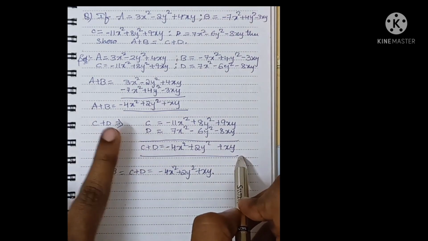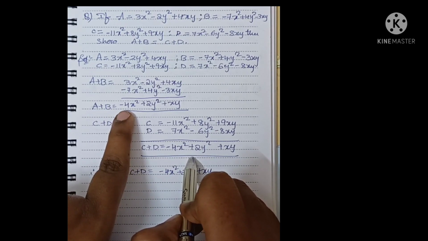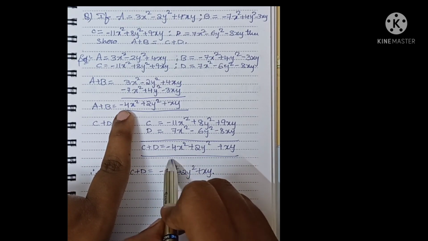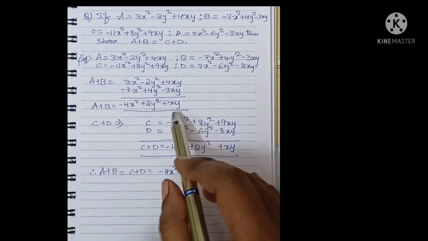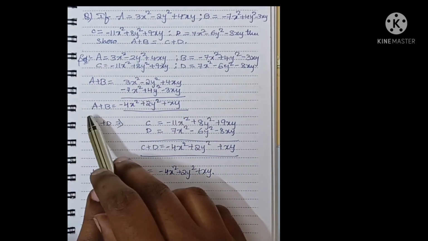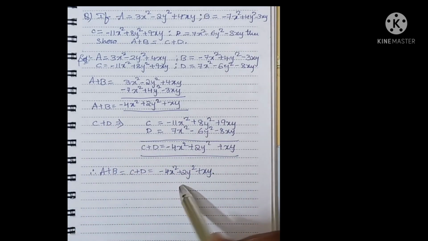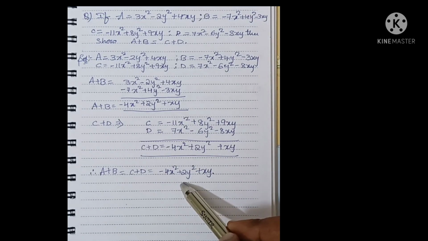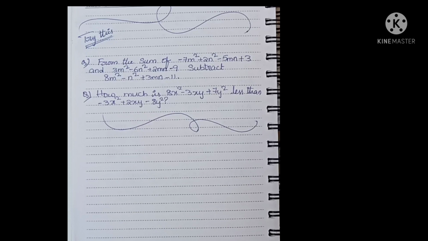So check once whether both equations came out correct or not. Minus 4x square plus 2y square plus xy. Both are the same. So now we can write a plus b equal to c plus d is equal to minus 4x square plus 2y square plus xy. Hope you all understood performing addition and subtraction operations on algebraic equations.